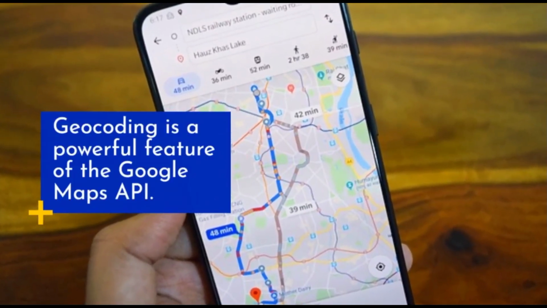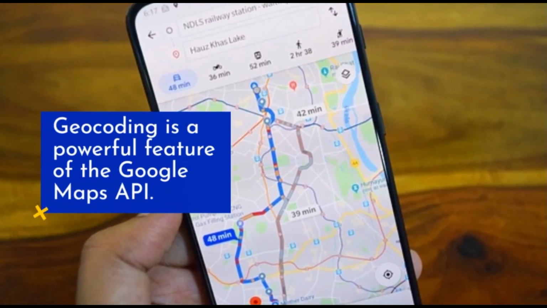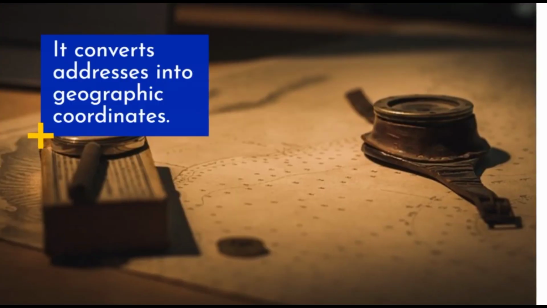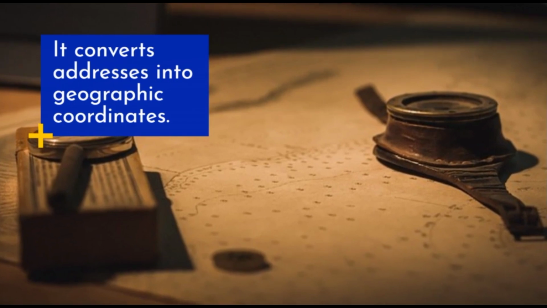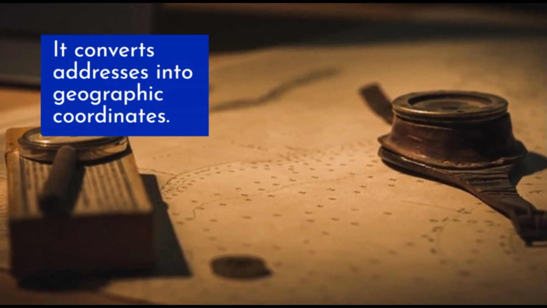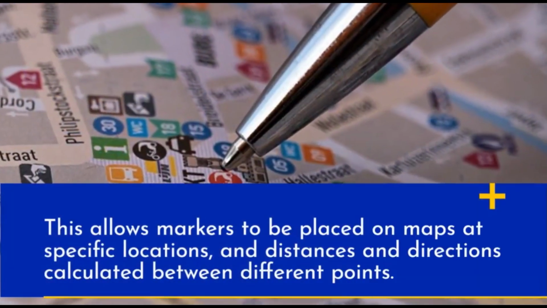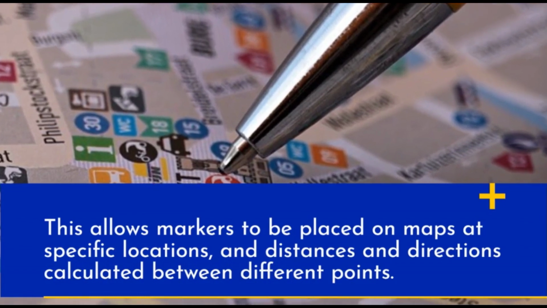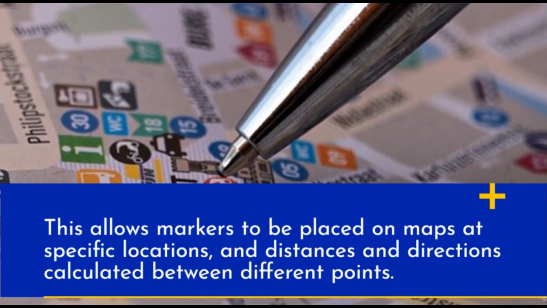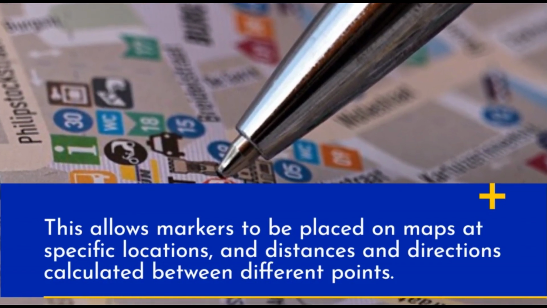Geocoding is a powerful feature of the Google Maps API. It converts addresses into geographic coordinates. This allows markers to be placed on maps at specific locations, and distances and directions calculated between different points.